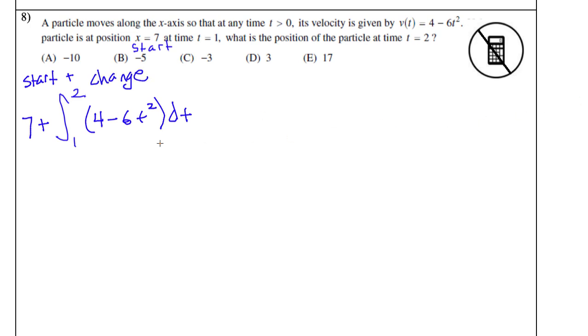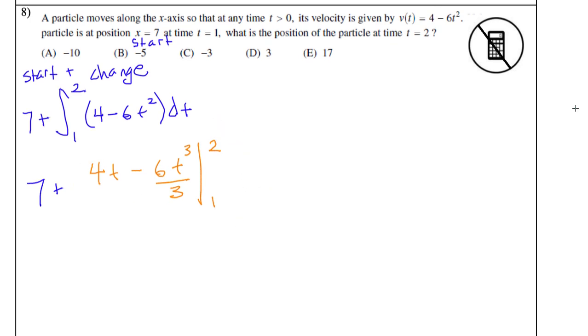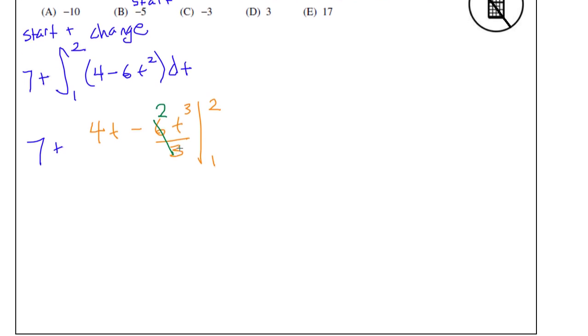All right, so when I take the antiderivative, this is going to go 4t minus, and then this is going to go up a power, so it's 6t to the power of 3, divided down by that 3, evaluation bar for this whole thing from 1 to 2. Don't forget about the 7 that's still being added to all of this guy right here. All right, let's simplify this to just 2t to the power of 3. And evaluation bar, okay, so bringing down that 7.